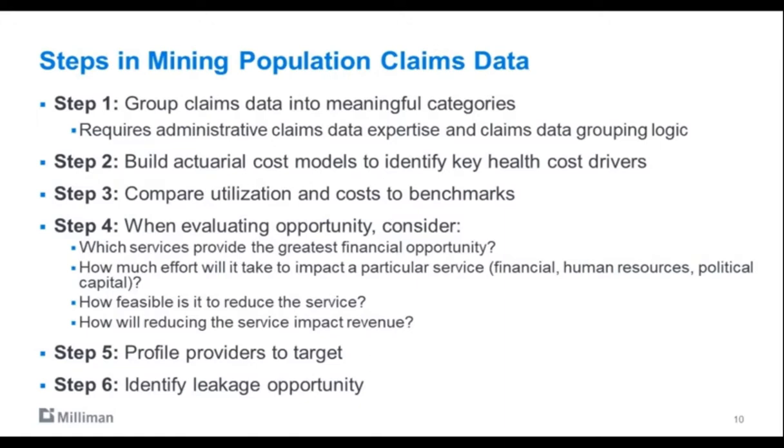So taking whatever data feed for the population at risk and grouping the claims into meaningful categories is really step number 1. It does require some administrative claims data expertise and some sort of grouping logic. So taking every claim for a given year, for a particular population, and grouping that into meaningful categories that I'm going to speak about shortly, that's really step 1. Step 2 is to then understand what's driving cost, grouping those into meaningful cost categories, and building what I call an actuarial cost model, which I'll show you shortly.